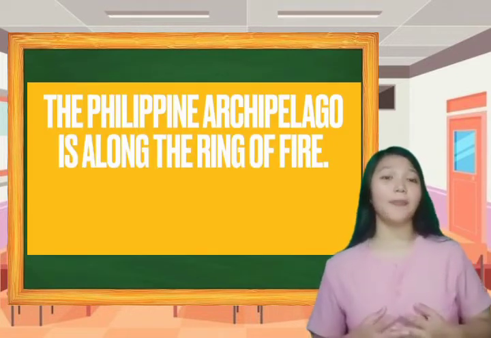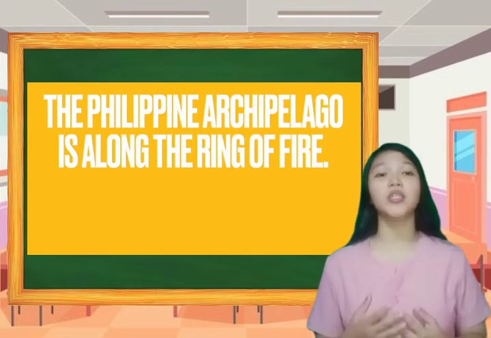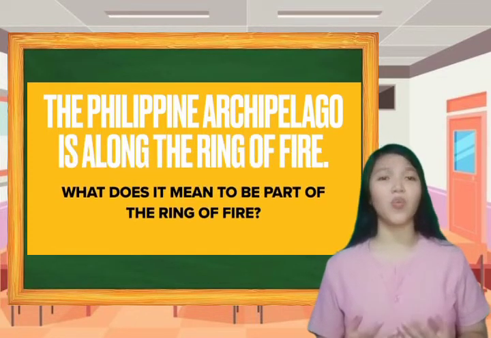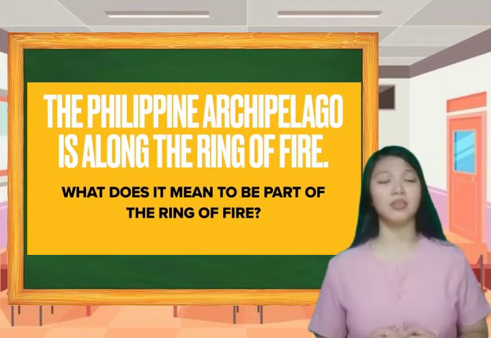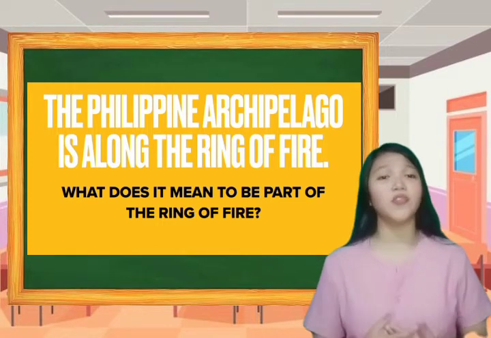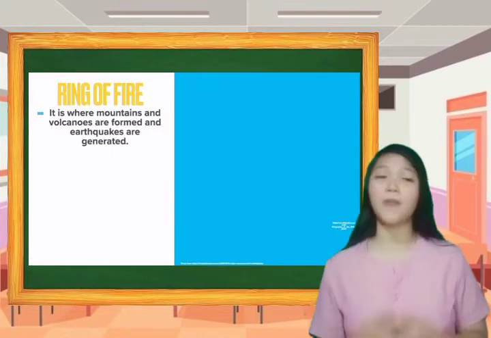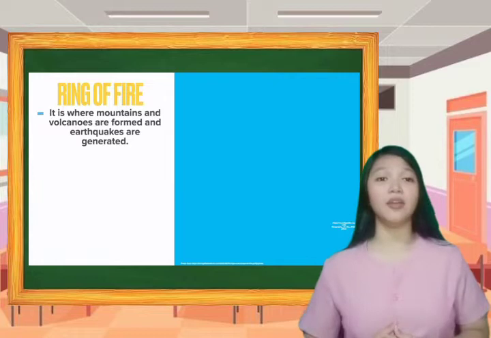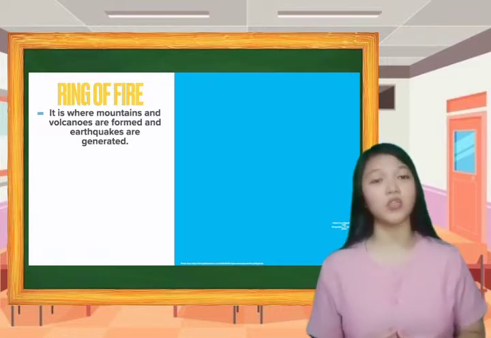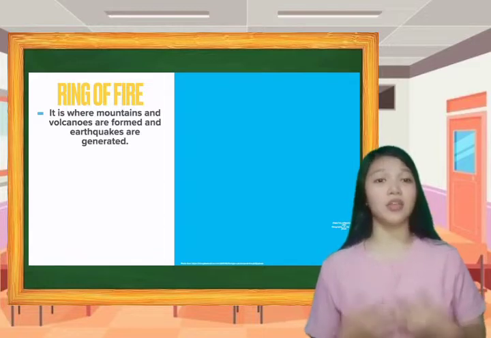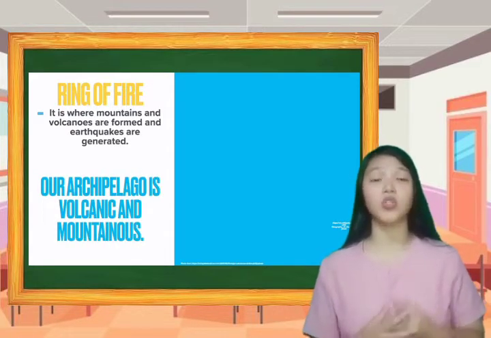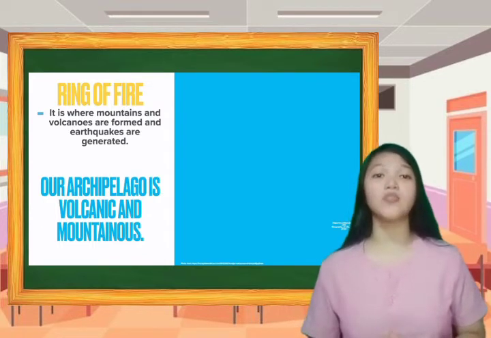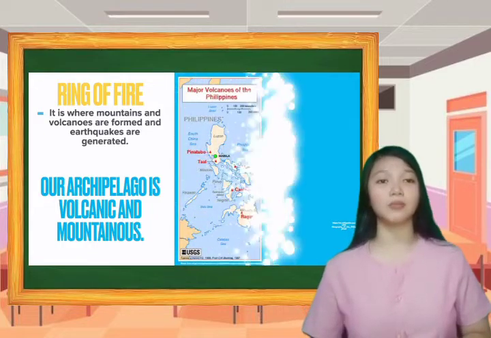The Philippine archipelago is along the Ring of Fire. So what does it mean to be part of the Ring of Fire? Remember, the Ring of Fire is where mountains and volcanoes are formed and earthquakes are generated. That is also the reason why our archipelago is volcanic and mountainous.